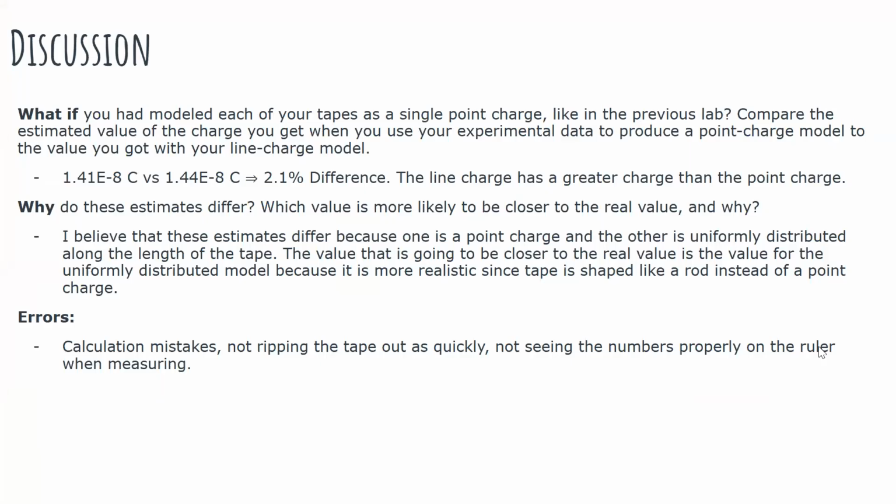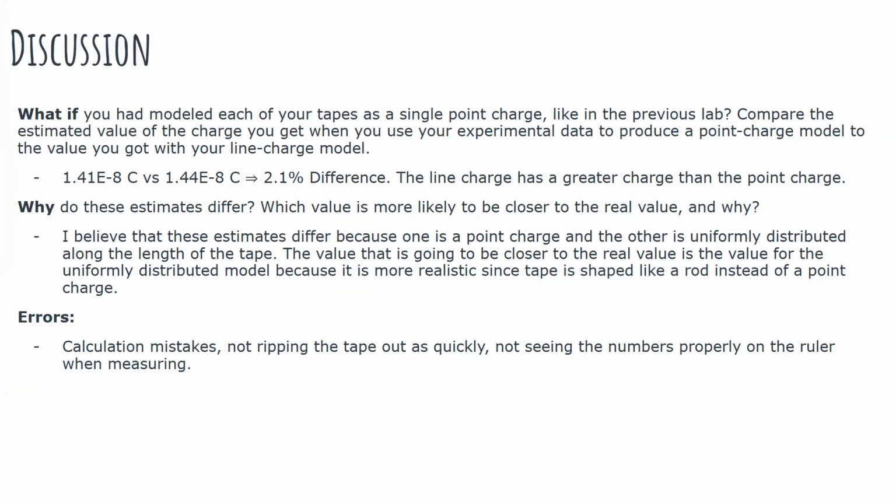So here's the discussion. If I had modeled each of my tapes as a single point charge, then I compare the estimated value of the charge that I got when I used my experimental data to produce a point charge model versus the value I got with my line charge. There's a 2.1% difference, which you get by calculating. I used a calculator to get that percentage, and the line charge has to have a greater charge than the point charge, as you can see from how big all of the vectors were in the previous slide.